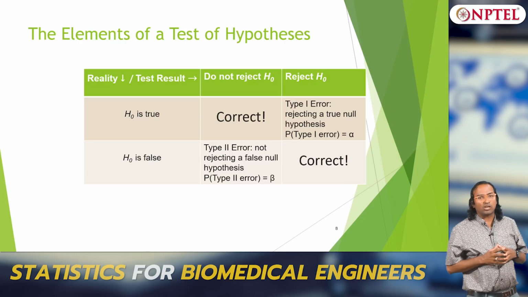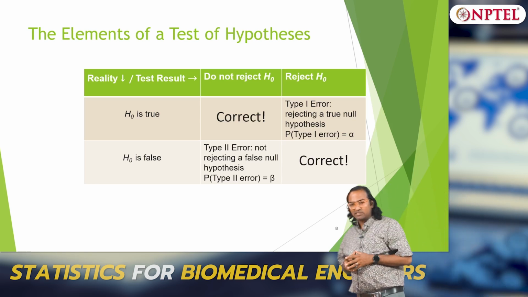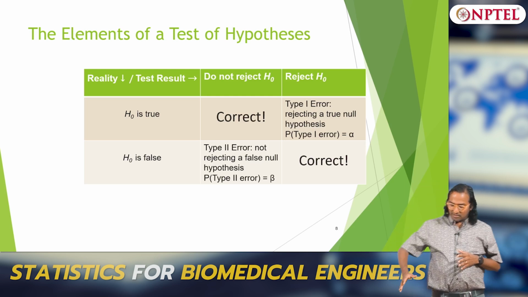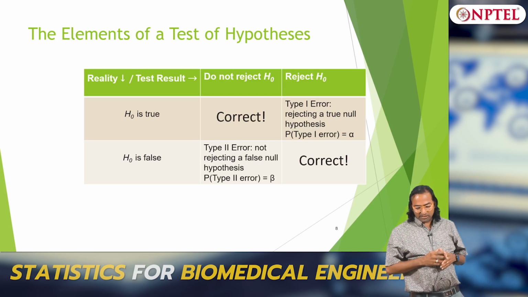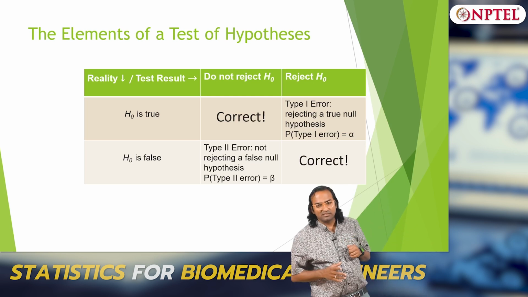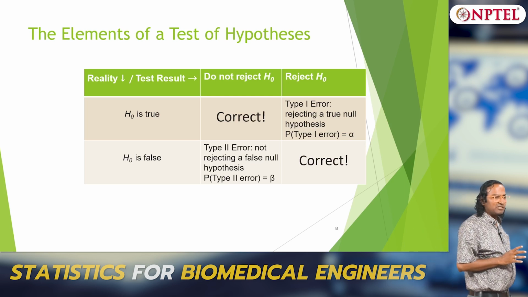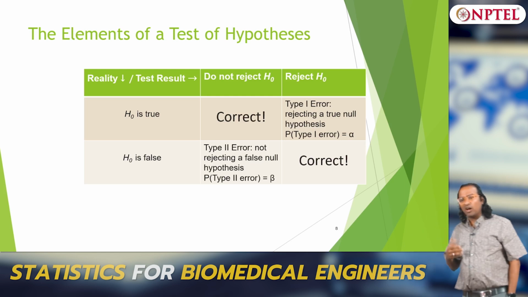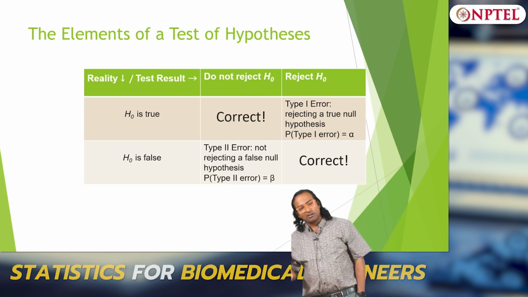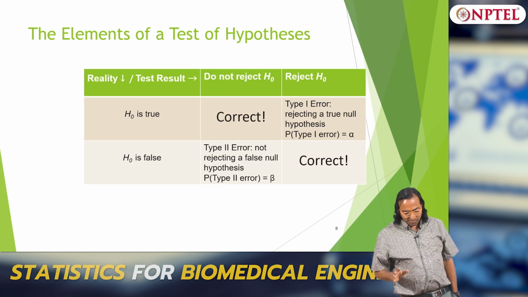In the last class we were talking about elements of test of hypothesis. So we looked at this table, the type 1 error versus type 2 error. Type 1 error is rejecting a true null hypothesis, that is fixed, because we fix alpha to be lower, or 1 minus alpha to be higher, depending upon the situation. So alpha is fixed, type 1 error is nothing but alpha.